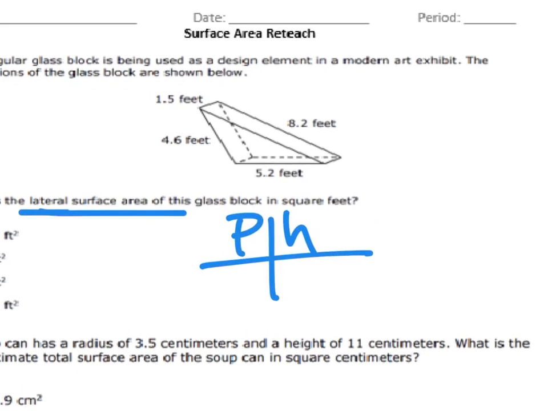So capital P means that we're going to be looking for the perimeter of the base, and H means that we're going to be looking for the height. But we have to remember that height doesn't mean how tall it is. It's going to be the distance between bases. So that's something that we have to keep in mind.